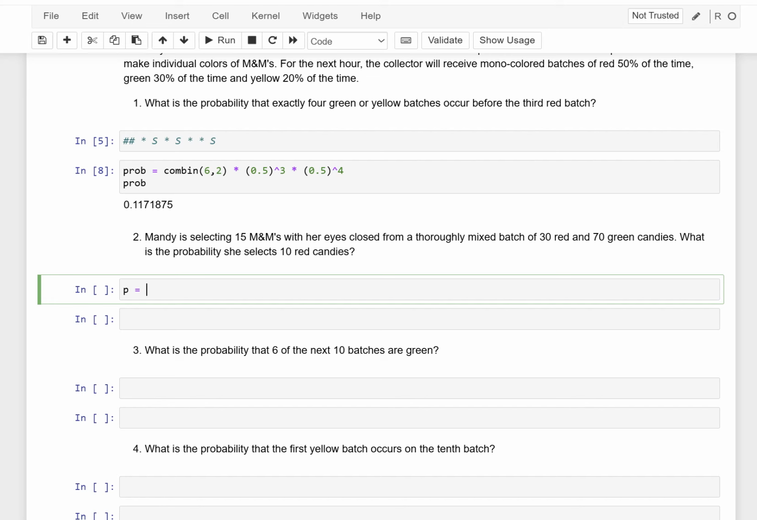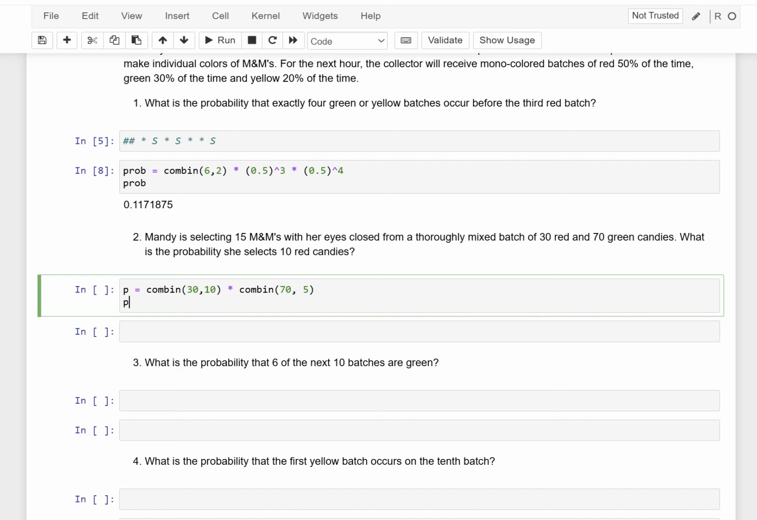So 30 choose 10, right? So, sorry, I didn't get that quite right. Out of a batch of 30 red, she's going to draw 10. That's the success. And then from the 70 that are failures, she's going to draw the remaining 5, right? So this is hypergeometric.